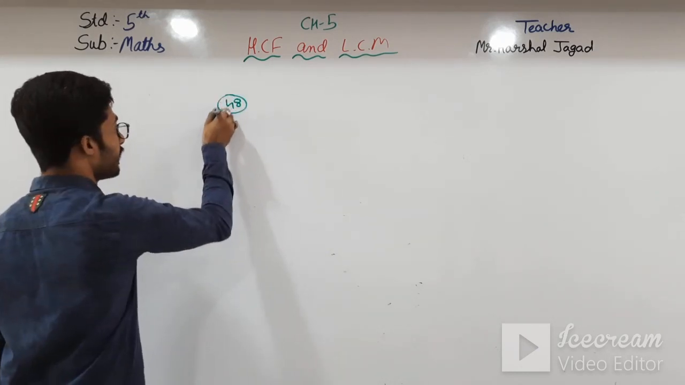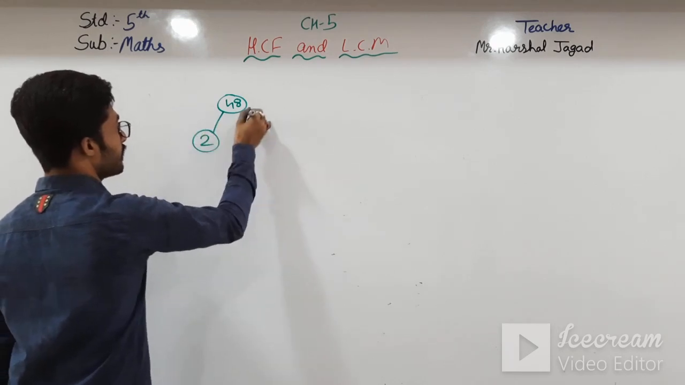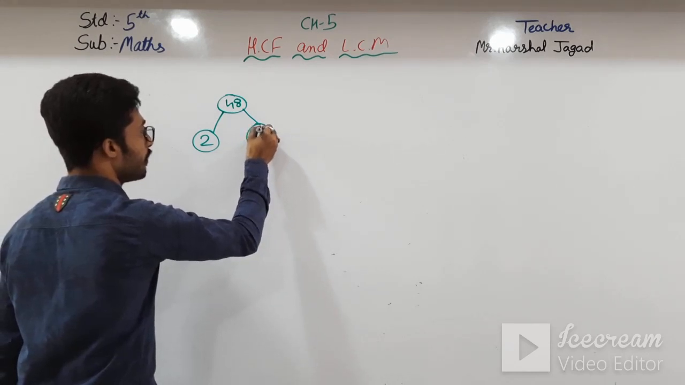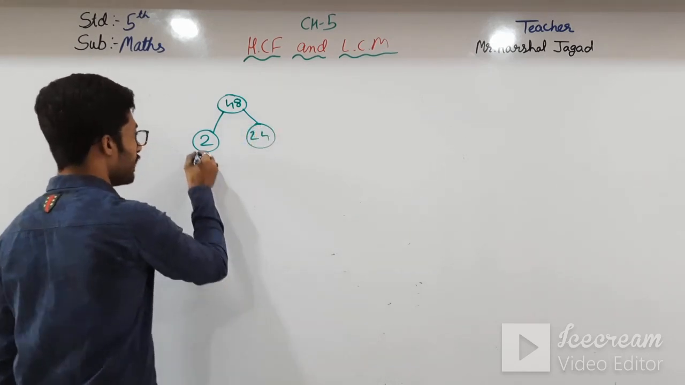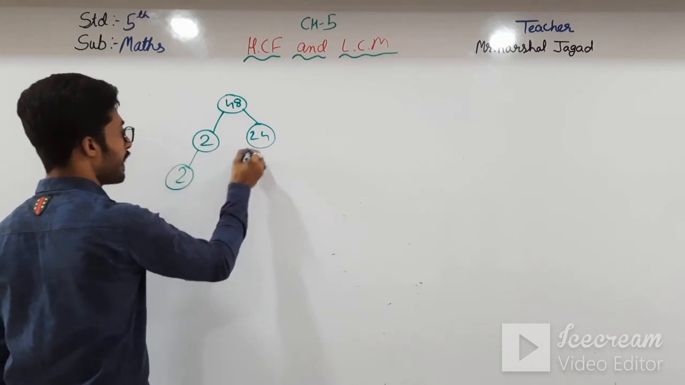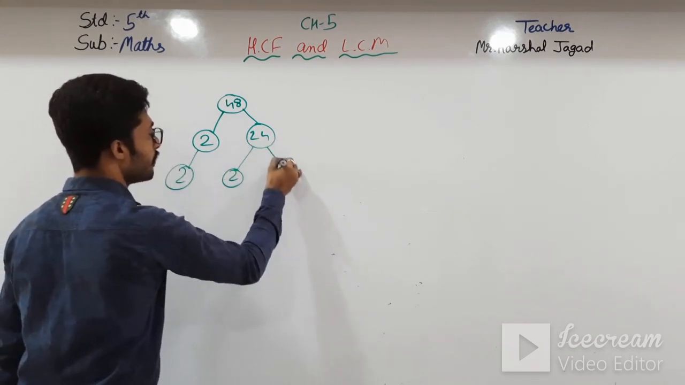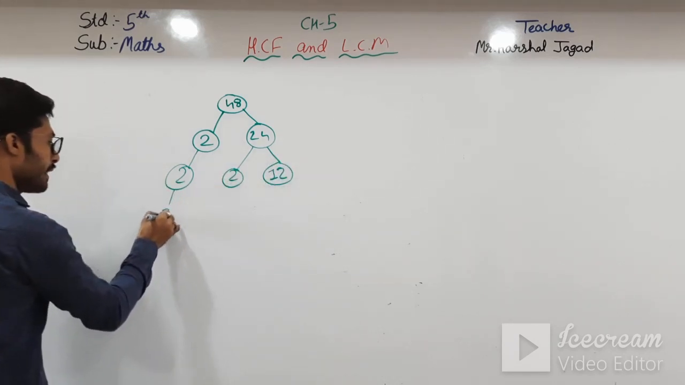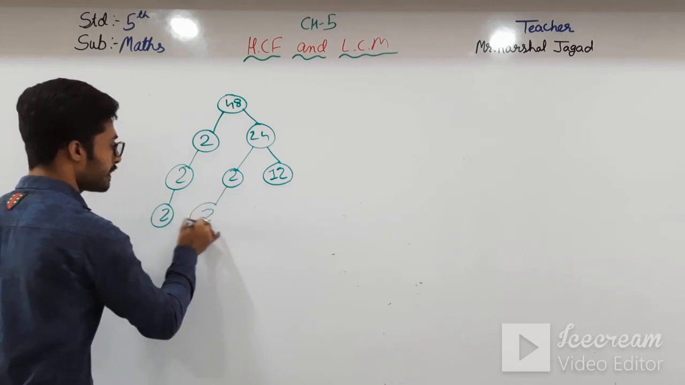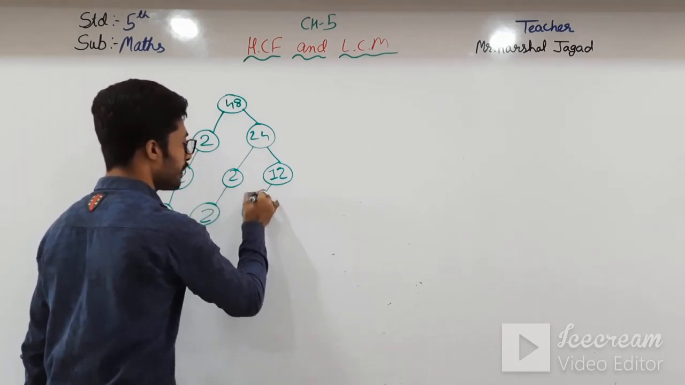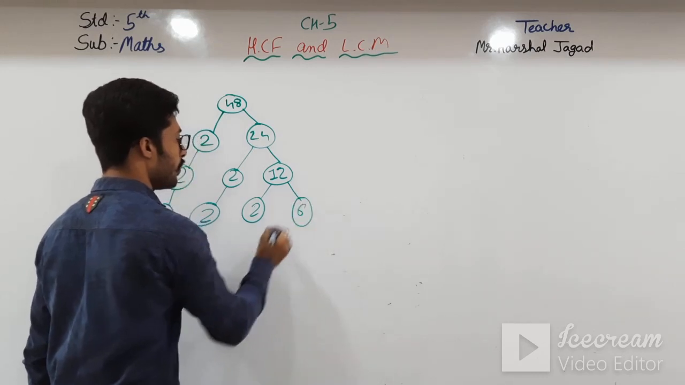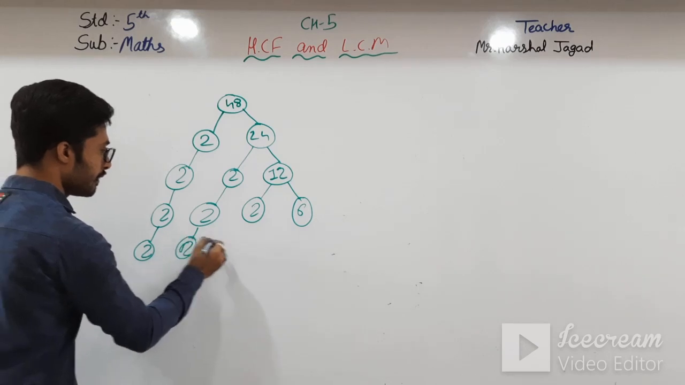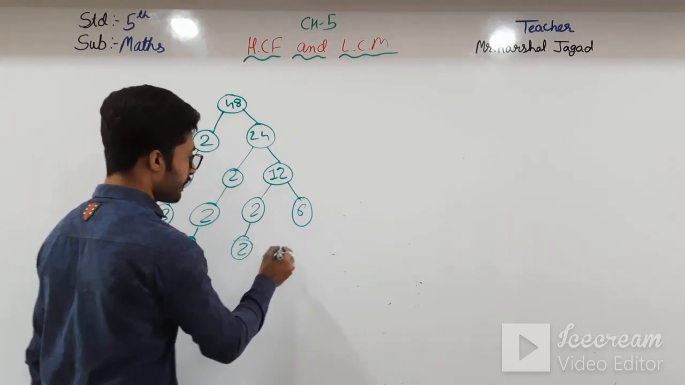Here if I take 2, then how many 2's make 48? 2, 1, 2 2's are 4. This will remain as it is, 2, and here 2 12's are, again this will remain as it is, this will remain as it is, and this will come over here, again this will remain as it is, and 2.